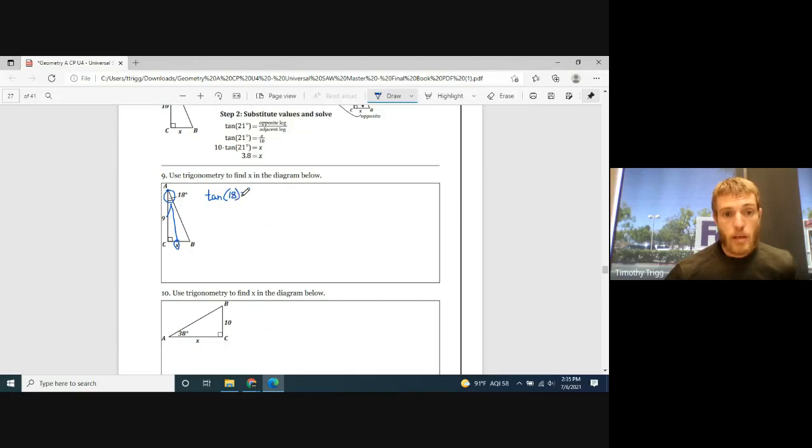Tangent of the angle equals opposite over adjacent. So that's the x over the 9. Opposite over adjacent. Make sure you don't flip this ratio and put the 9 on top. That would be wrong. Now in our calculator, we do tangent of 18. So that gives me 0.325. I'm rounding here to the third decimal place.